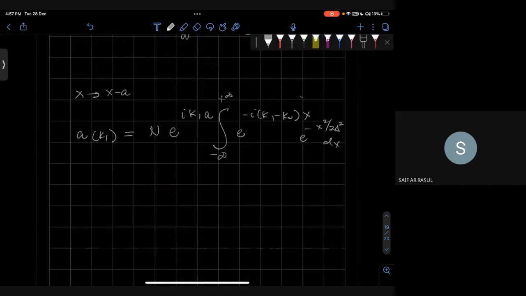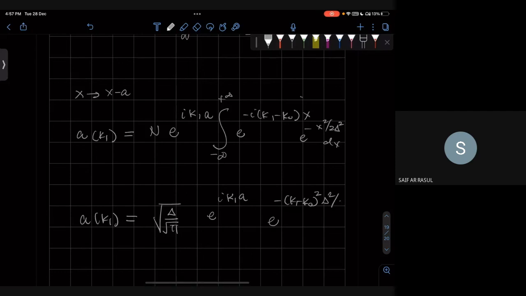And if you do the Gaussian integral, we get a of k1. And if we normalize stuff, then we get delta by square root of pi, e to the power i k1 a, and then e to the power minus (k1 minus k0) squared delta squared by 2. Essentially a Gaussian in momentum space. And this is exactly what we expected, okay? So this is how we find a of k.